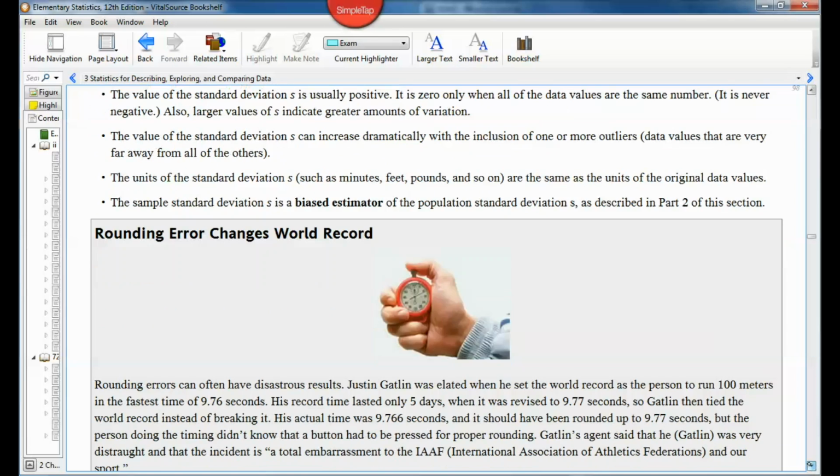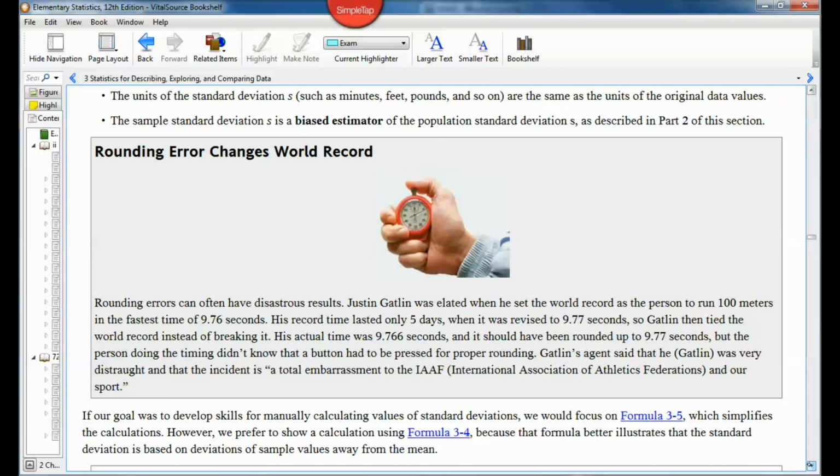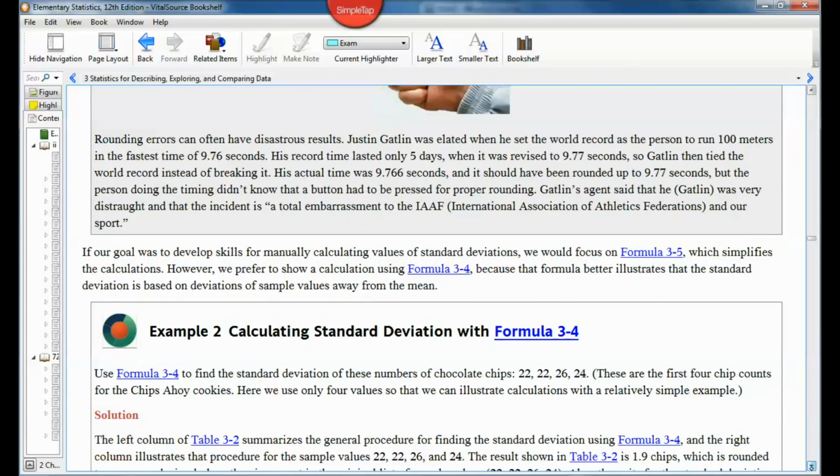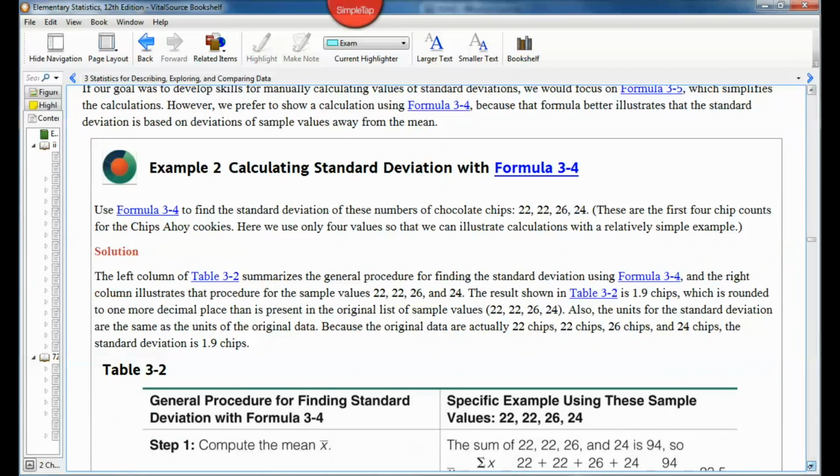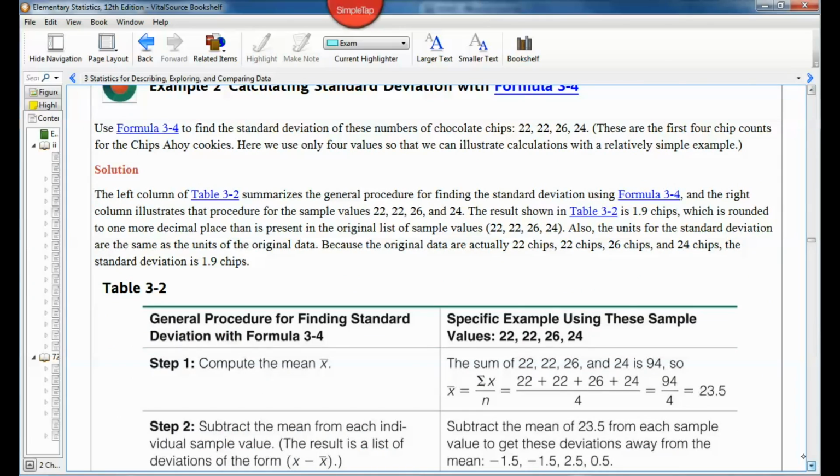We want to round the standard deviation to one more place than the original set of data. Here's a really small example of calculating standard deviation.